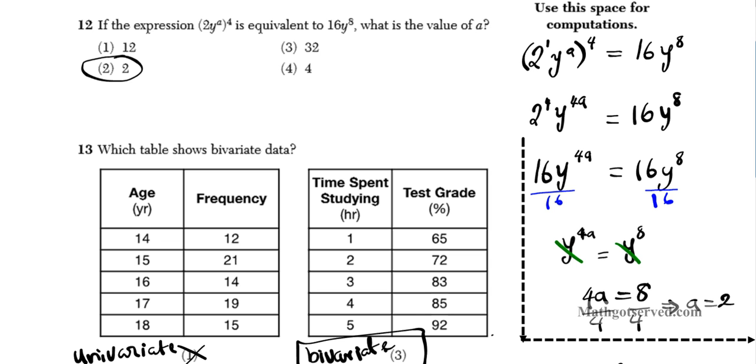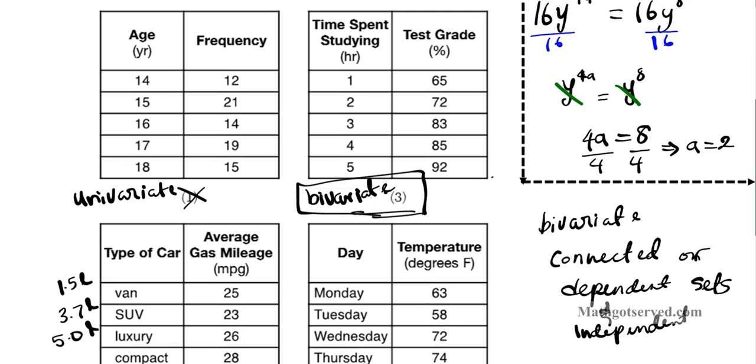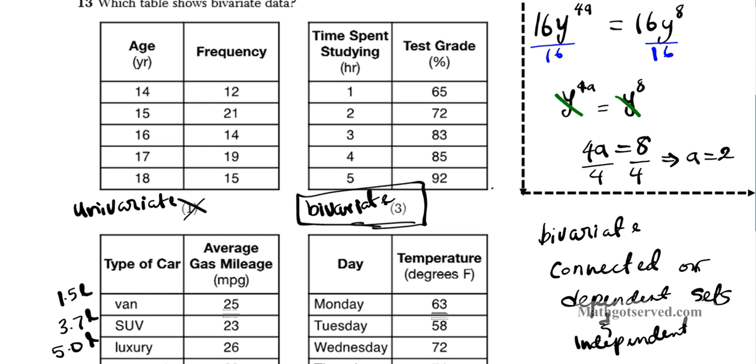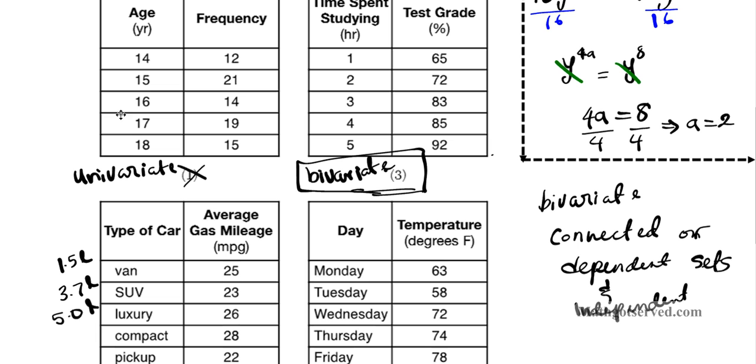In question number 13, you're given 4 sets of data, and you're asked which one is bivariate. Bivariate basically means that the data are connected, or you have an independent-dependent situation. They are connected in some way. Univariate data are data sets that are not connected directly in any shape, form, or fashion. If you look at these 4 sets of data, age and frequency, there isn't any direct correlation here. Time spent studying and test grade, there is a correlation, because the more time you spend studying, ideally, the higher your test grade should be.